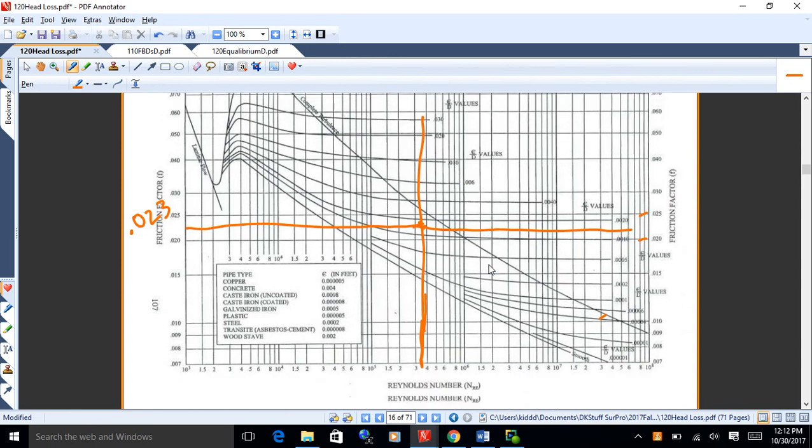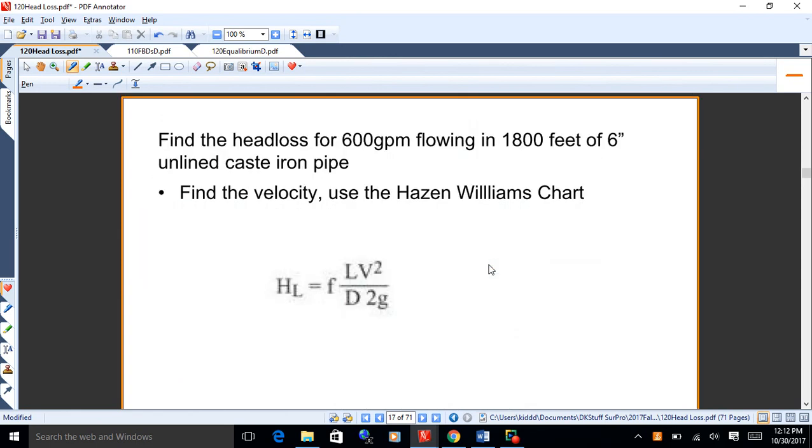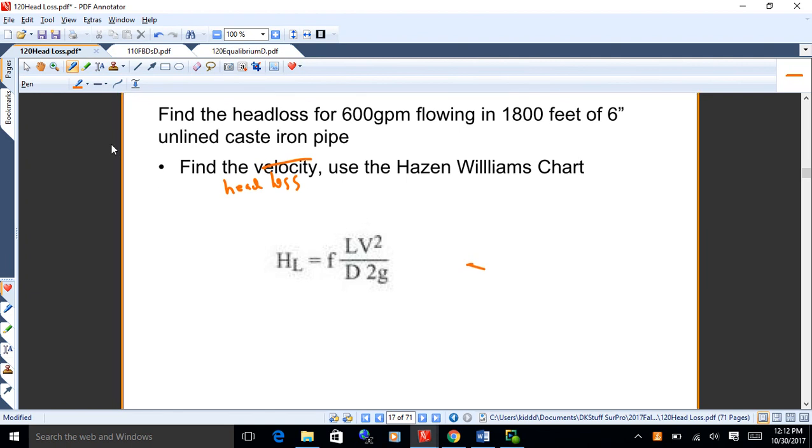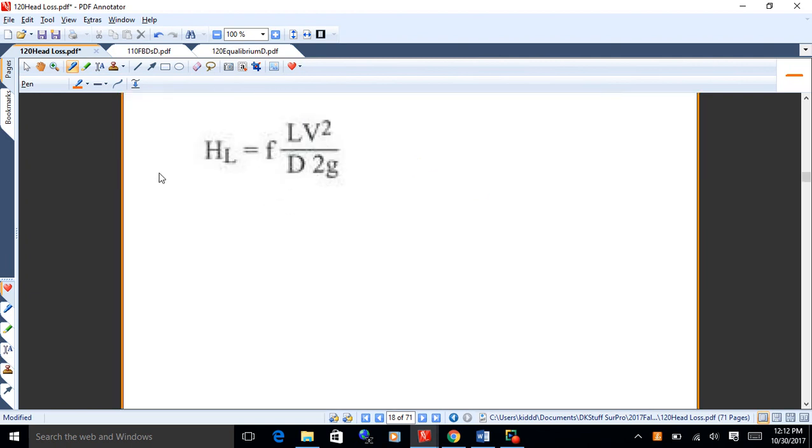So now we just plug everything in, okay? And this says velocity. It should say head loss. So let's find the head loss. We just plug everything in and run the numbers and see what we get. So the head loss is F, which is 0.023, times the length of the pipe. How long is that? Is it 1,800 feet? Okay, thanks. Great, 1,800. What is it, V? Is it 6.81 or something?